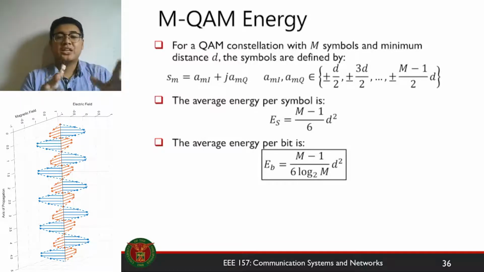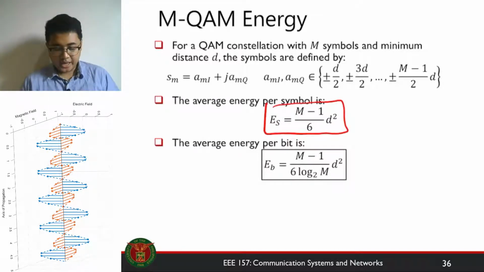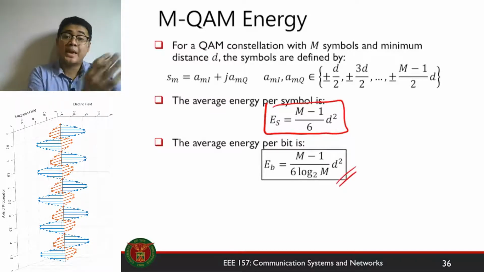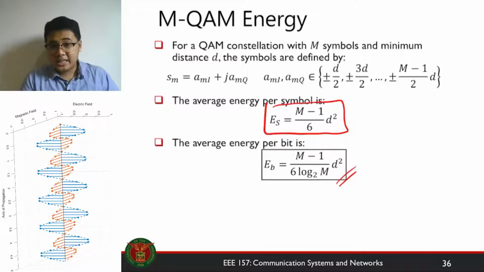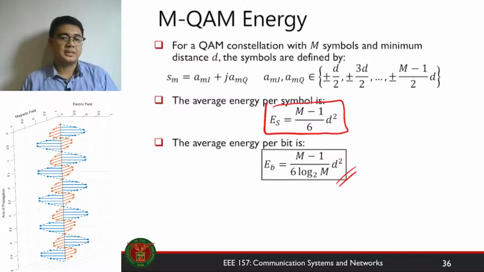Okay? The average symbol energy is defined by this formula. Okay? And the average energy per bit is equal to this. So similar to both PSK and ASK, for QAM, if you want to increase the distance between symbols, you need to increase the average energy per bit. Okay? You need to increase the power of your transmission, basically.